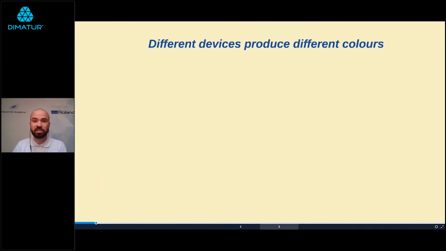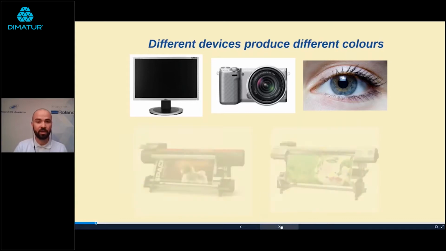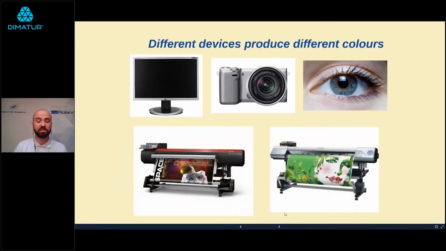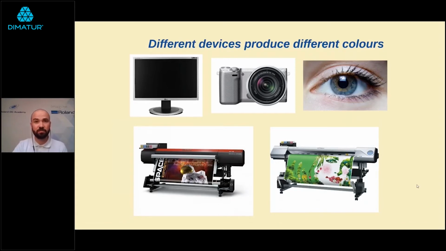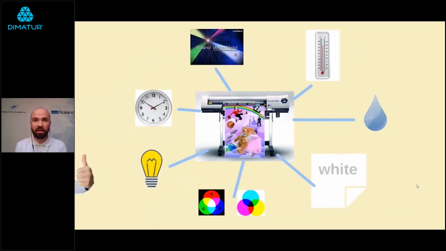Well, different devices produce different colors. So if we're talking about monitors or digital cameras, perhaps, or the human eye, each of these are going to see, interpret, or portray colors in a different way. The same happens with printers. So if we are using printers, each printer will print colors slightly differently. There are also a number of other elements that affect your colors as you're printing.